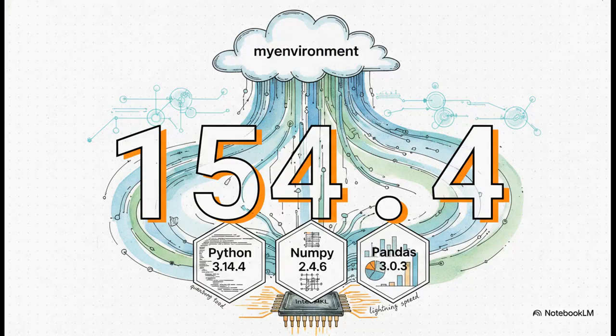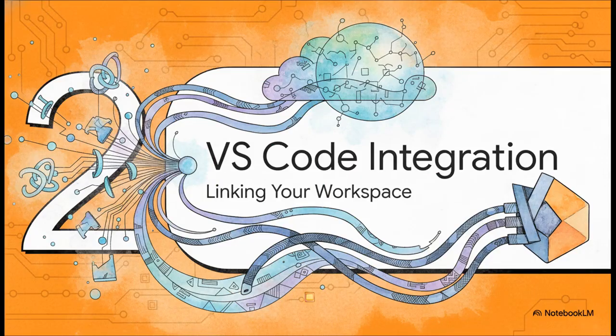Think about a massive 154.4 megabyte payload downloading right into that My Environment workspace. That payload brings in Python version 3.14.4 as the engine, NumPy 2.4.6 for incredibly fast matrix math, and Pandas 3.0.3 for heavy data analysis. It even pulls in Intel's math kernel library to make your processor crunch numbers at lightning speed. You literally need this kind of classical horsepower to eventually drive our quantum tools. Moving right along, let's hit phase 2, VS Code integration.